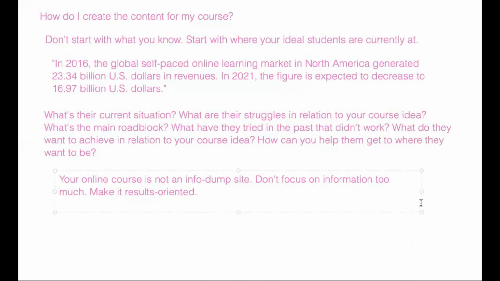They need to know exactly what they want to do and where exactly they need to be in order to get to their desired destination. And that is your job as a course creator when you start mapping out the content for your course. So again, don't focus on information, focus on your goal. Focus on the results your course is going to deliver. And that is how you make your courses transformational.